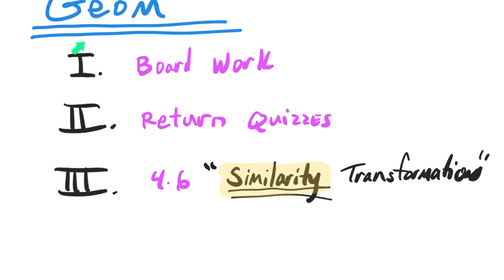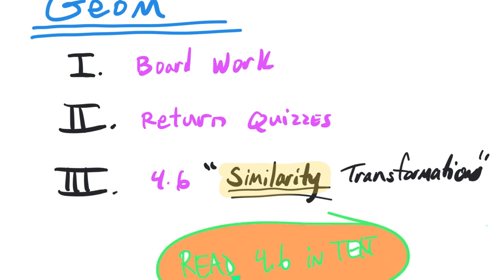On the weekend before the ice storm, our last geometry class, we began with some board work to review some concepts. Then we got our quizzes back from sections 1, 2, and 3 of chapter 4. Then we had a short lesson on the short section 4.6, similarity transformations. If you were absent, then continue watching this video, but you should also read section 4.6 in the textbook.